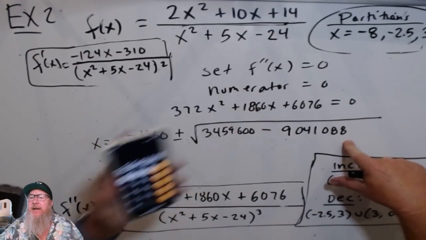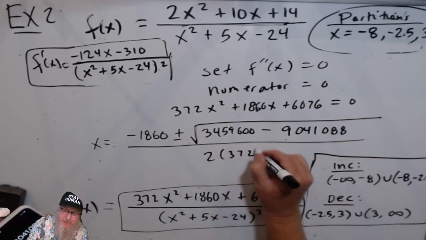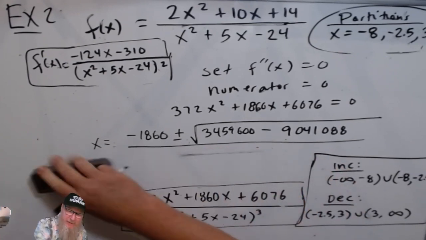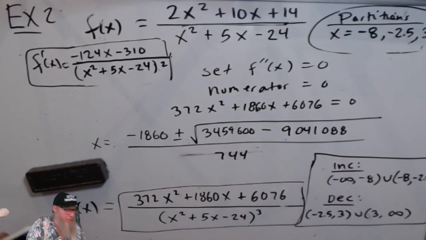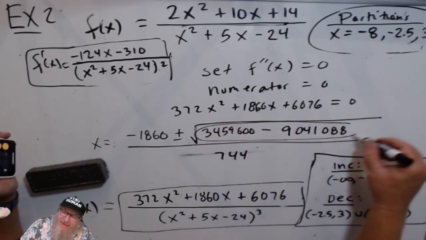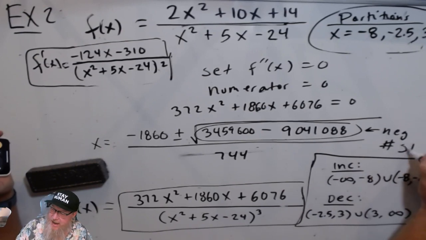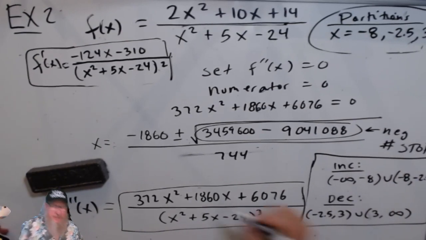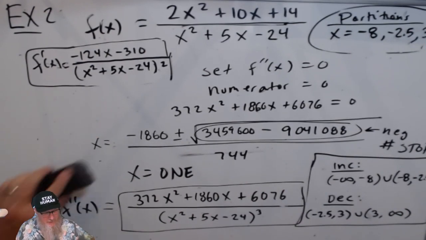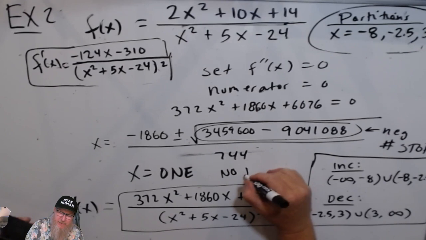I just did it all in the calculator. I can stop right now. I don't even have to do the bottom, although I will just for good measure. It's a 744, right? The inside of this is negative. Stop. DNE. Yeah. So that means there are no inflection points.